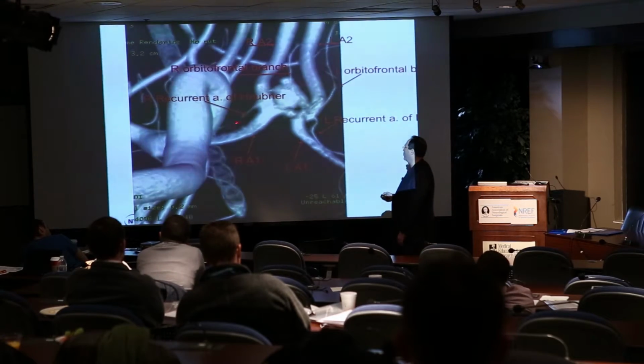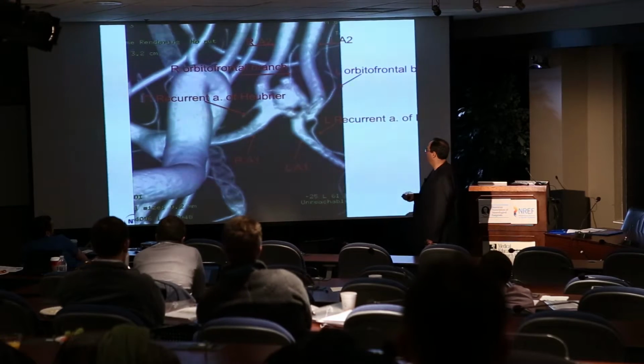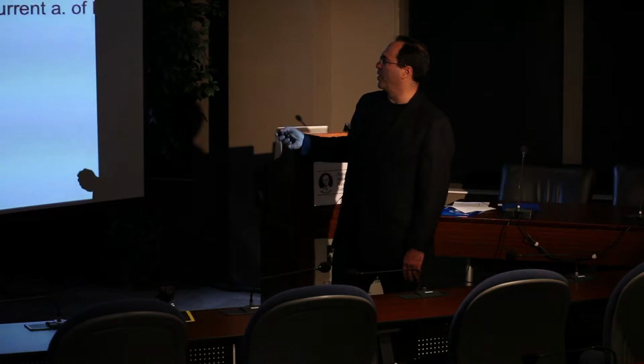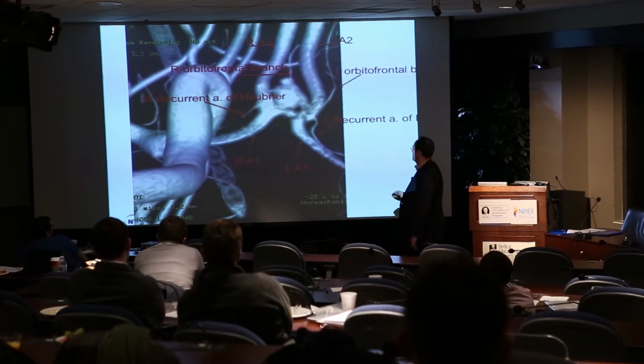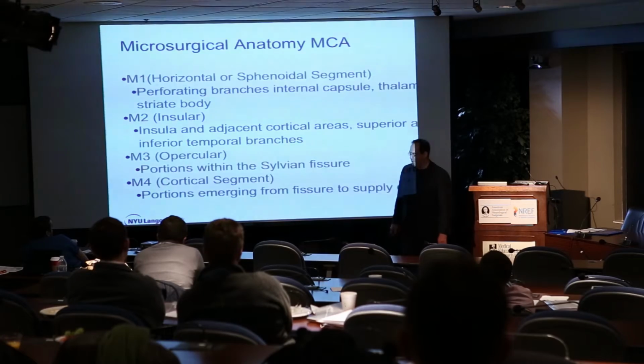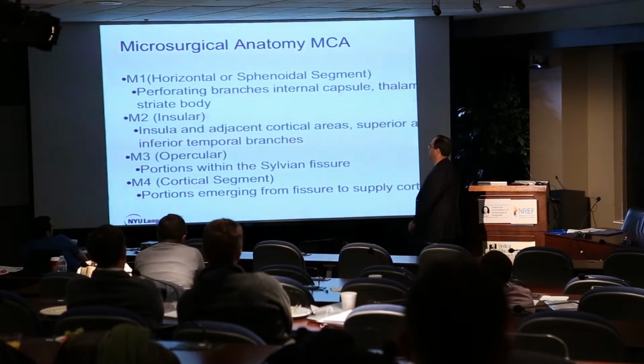And you can follow Heubner right back into the complex. You often see it before you find the A1. And there's the opposite side, and then orbitofrontal branches are usually going in the opposite direction, and of course your aneurysm.